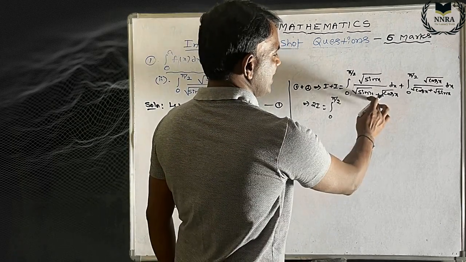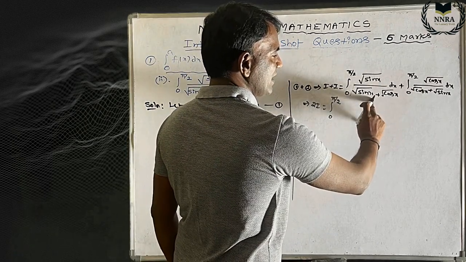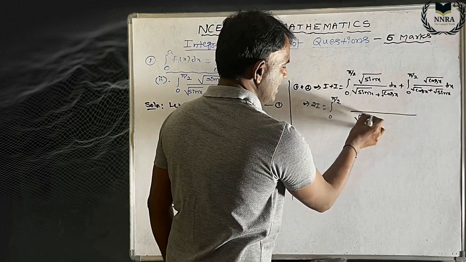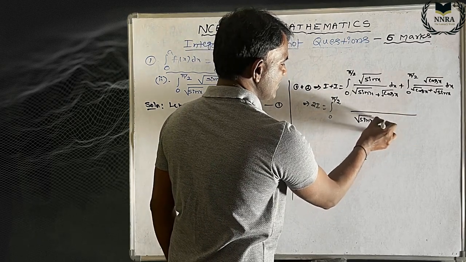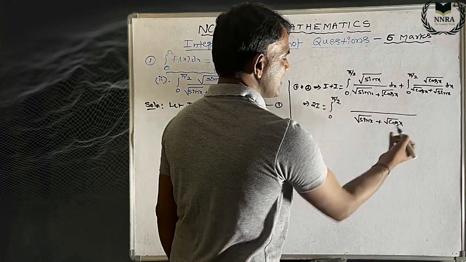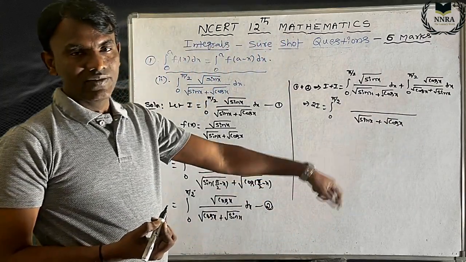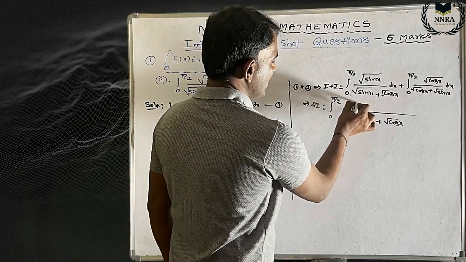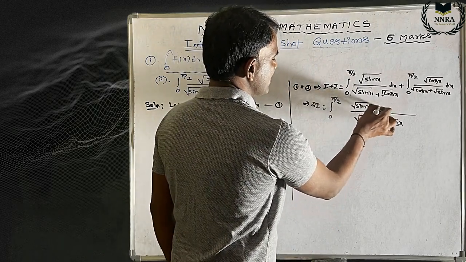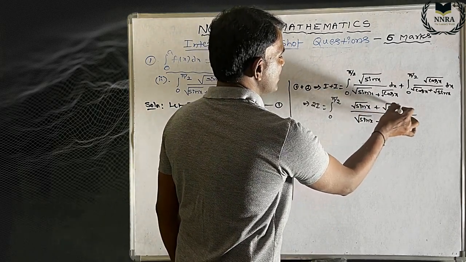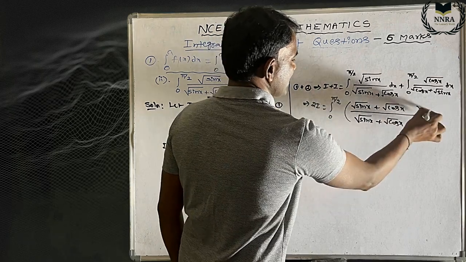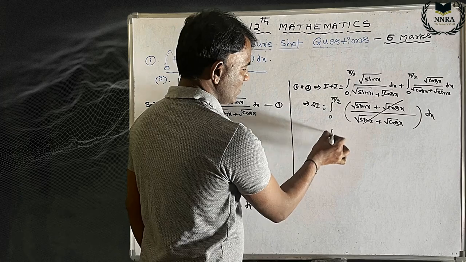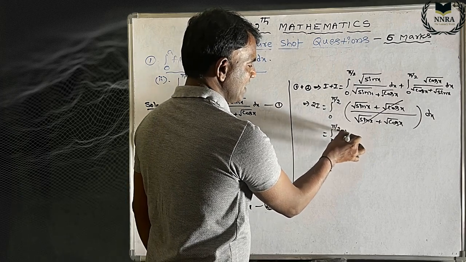And if you take this value here, either a plus b or b plus a, both are equal. Suppose you want to take the LCM, that can be written as root of sin x plus root of cos x. Otherwise write root of cos x plus root of sin x also. Okay. And coming to the numerator, first term is root of sin x, second term is root of cos x, then dx. Now both get cancelled. So integral 0 to pi by 2 dx.